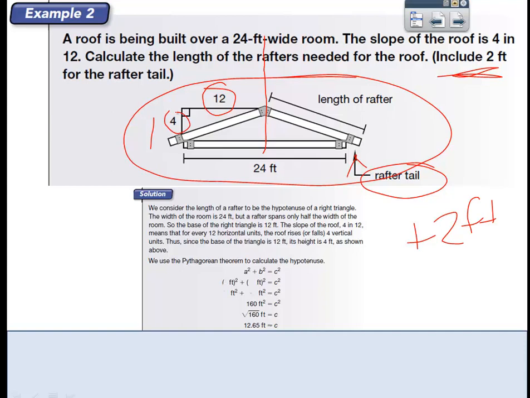So we're going to go ahead and use the Pythagorean theorem. A squared plus b squared equals c squared. We know that our hypotenuse right here is always the c.